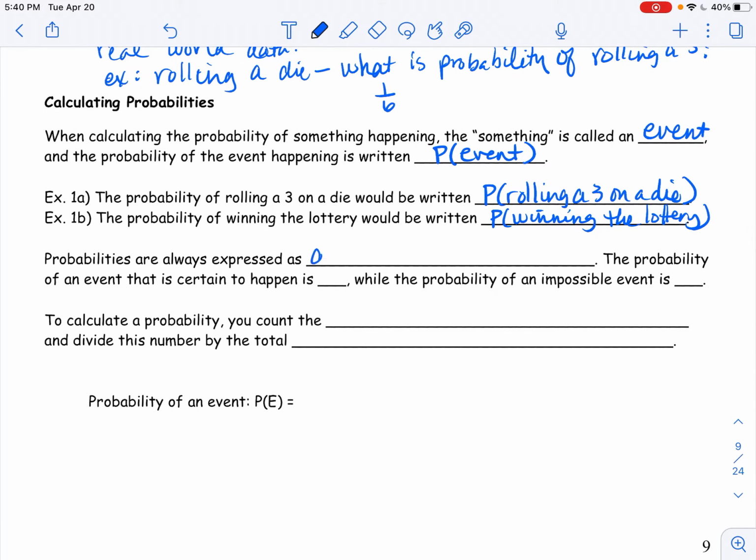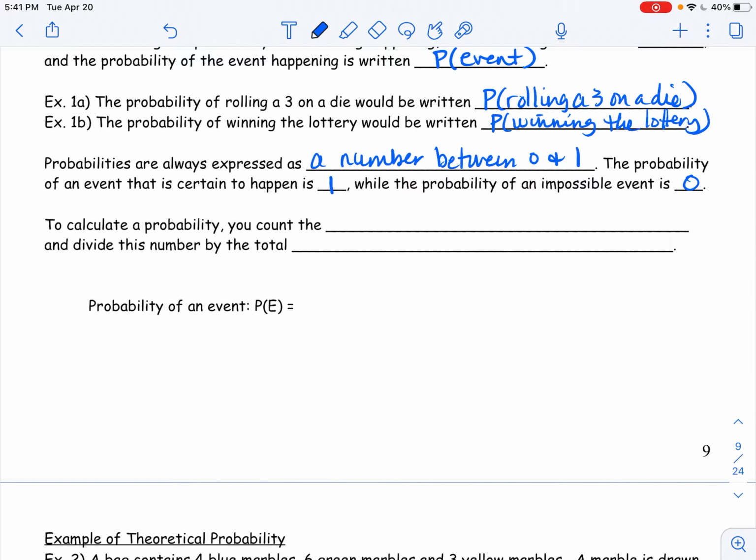Probabilities are always expressed as a number between 0 and 1. The probability of an event that is certain to happen is 1, while the probability of an impossible event is 0. To calculate a probability, you count the total number of ways an event can happen and divide this number by the total number of possible outcomes.